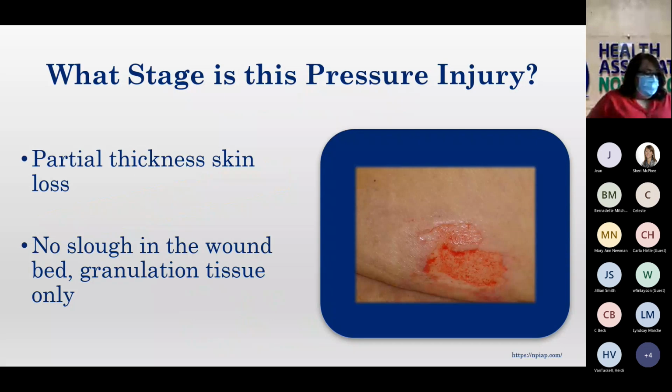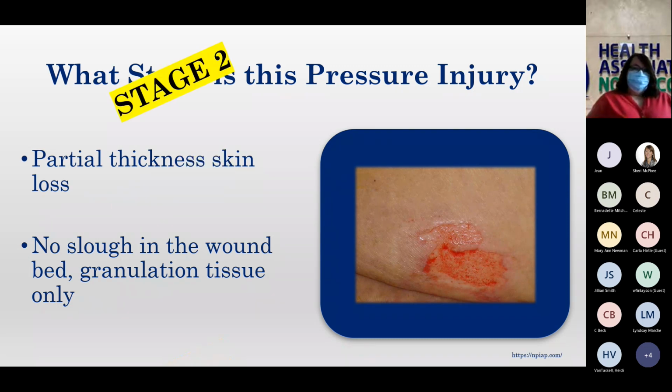Okay. So here we have partial thickness loss of skin with exposed dermis. The wound bed is viable, pink, red, and moist. There's no slough, eschar, or granulation tissue present in the wound bed. So what stage is this pressure injury? Good. So we have our stage 2. So also remember that a stage 2 can be a serum-filled blister that is intact or ruptured.